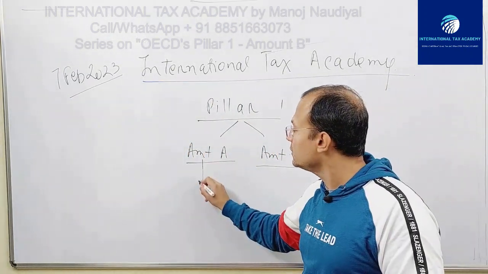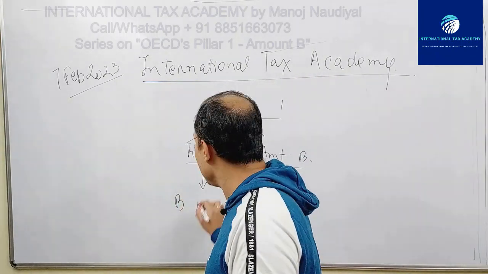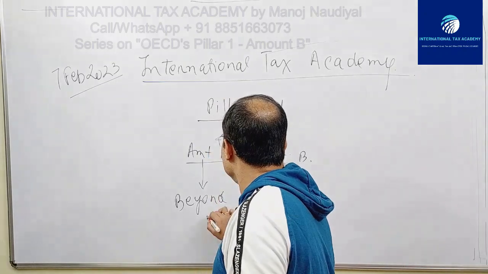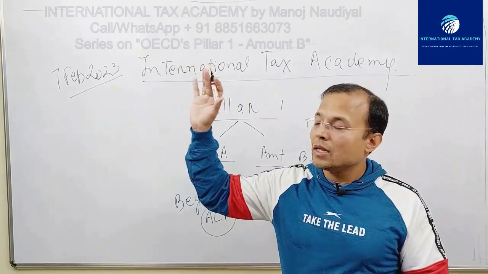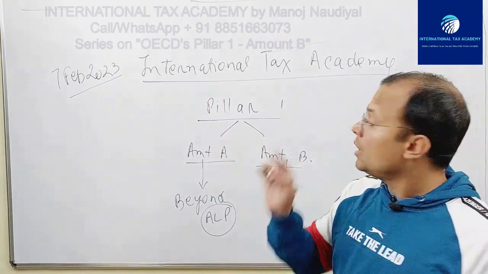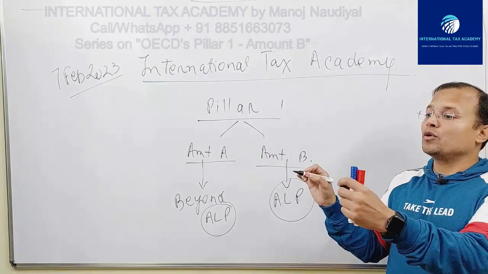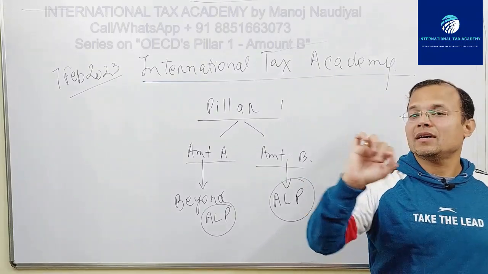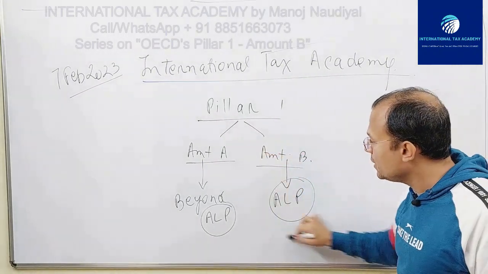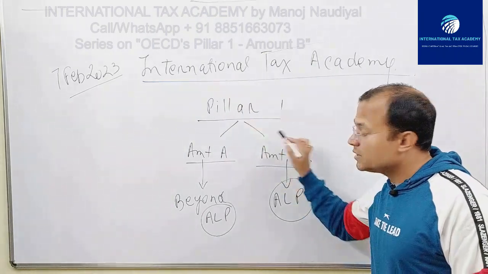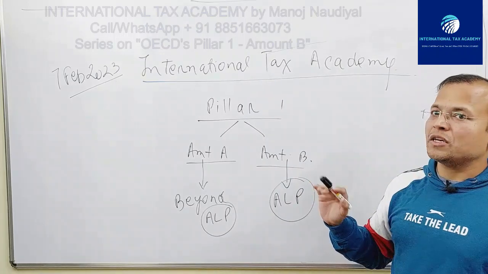Amount A, this is beyond ALP. ALP is not applicable upon Amount A. Please be mindful of this fact that this is beyond ALP, beyond the ambit of TP. But this Amount B is very much within the scope of the arm's length principle. And that is why I said that whatever we are going to discuss today is going to be of very, very much importance and interest to all the TP lovers. Why? Because Amount B, which is the component of Pillar 1, is very much within the ambit of the arm's length principle. So, without much ado, let's get started.